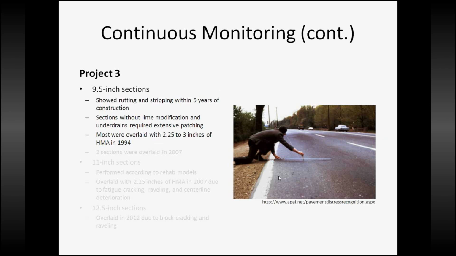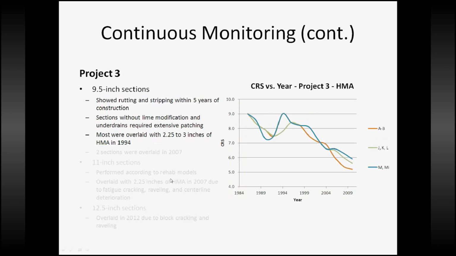We also noticed that the sections without lime modification and underdrains required extensive patching. And we see that sections M and MI did not have lime modification, and their CRS is significantly lower than the rest of the 9.5-inch sections. And most of these 9.5-inch sections were overlaid with 2 1/4 to 3 inches of HMA in 1994. So a very early overlay that we believe was triggered because of the lack of lime modification and the lack of anti-strip.